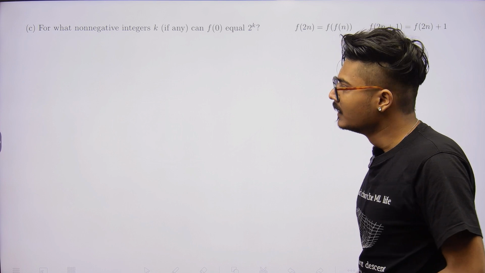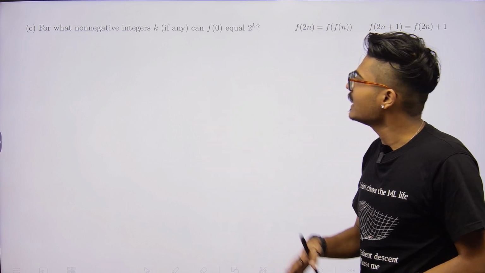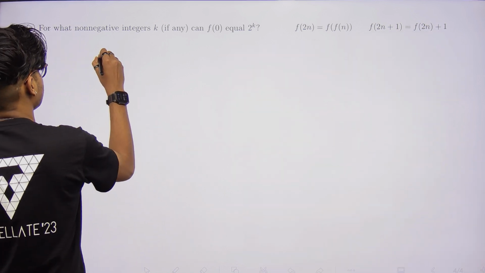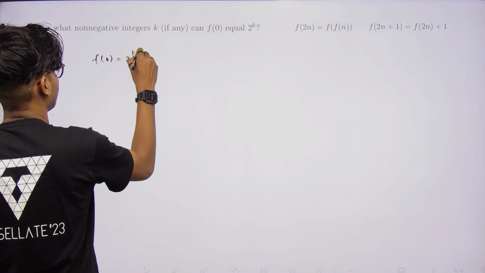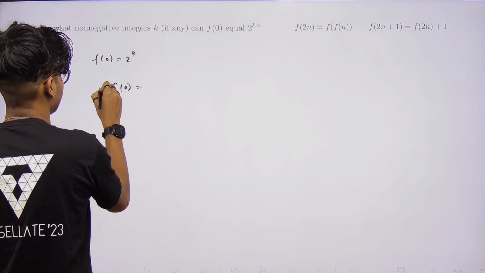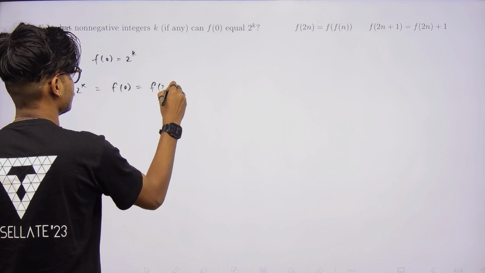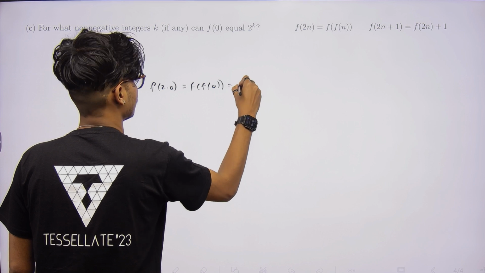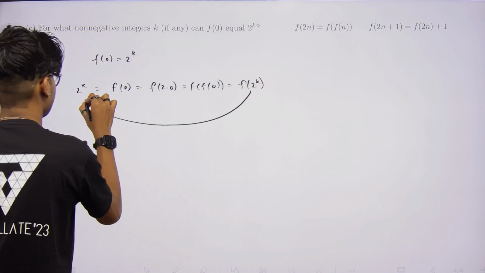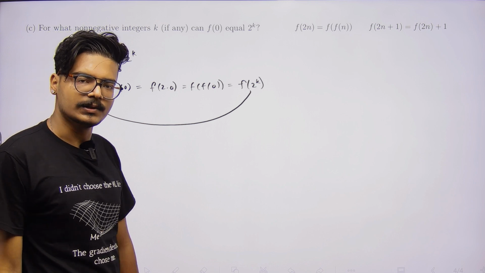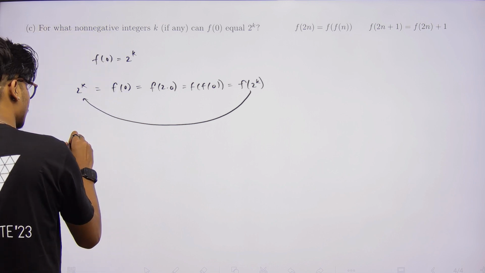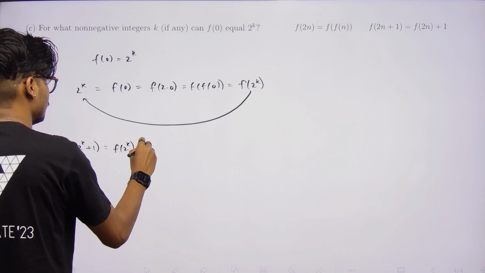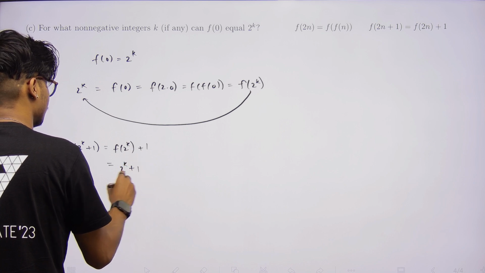Coming to the third part. The third part is, for what non-negative integers k, if any, can f of 0 be equal to 2 to the power k. So f of 0 is 2 power k. So f of 0 is f of 2 times 0, which is f of 0, which is 2 to the power k, so f of 2 to the power k. From here we can say that f of 2 to the power k is actually going to be equal to 2 to the power k. And from here we can also say that f of 2 power k plus 1 is just going to be f of 2 power k plus 1, which is 2 power k plus 1.